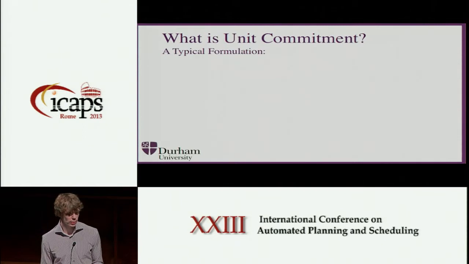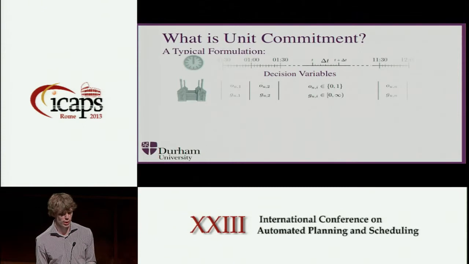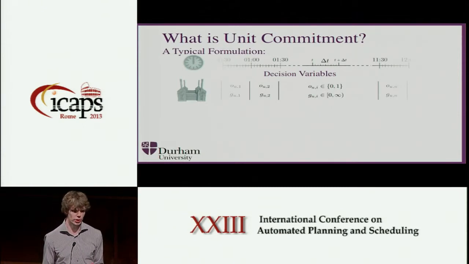Okay, so unit commitment is typically formulated as a mixed integer programming problem. So suppose our planning horizon is broken up into n time periods. Then for each generating unit in the system and each time period in that planning horizon, we have a binary decision variable representing whether the generating unit is online during that period, and a real valued decision variable representing the proposed output of that generating unit.